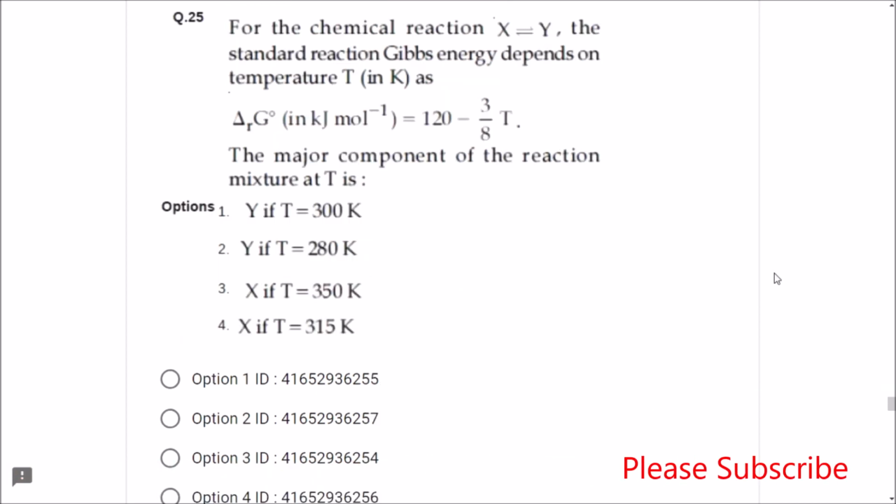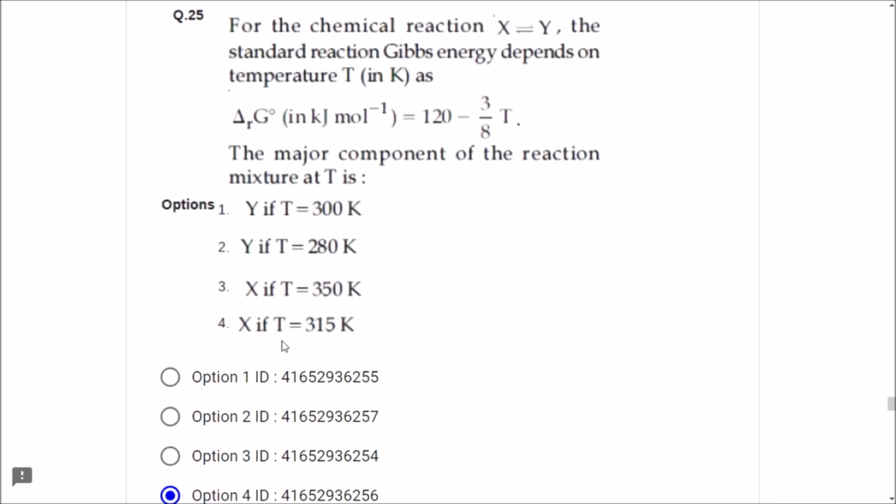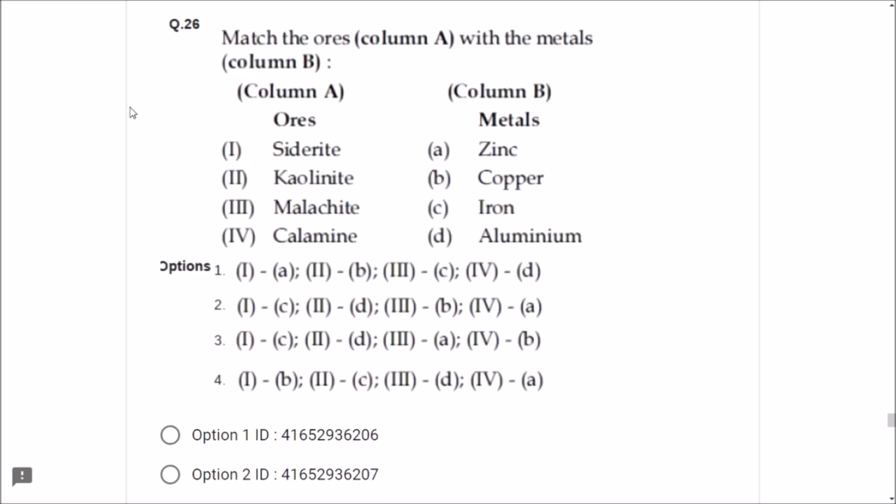Next, for the chemical reaction X equal to Y, the standard reaction Gibbs energy depends on temperature T in Kelvin as delta G in kJ per mole equals 120 minus 3 by 8 T. The major component of the reaction mixture at temperature T is, so it is also a straightforward question, and by simple mathematics you will get the option. This is option number 4, that is X if T is equal to 315 Kelvin. This is the correct option, students. Next question number 26. Match the ores in column A with the metals in column B.